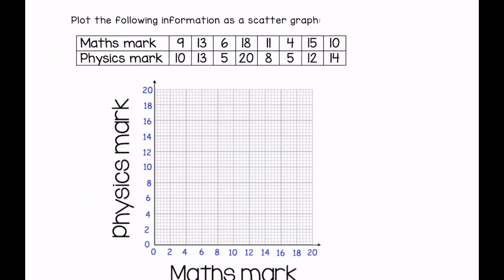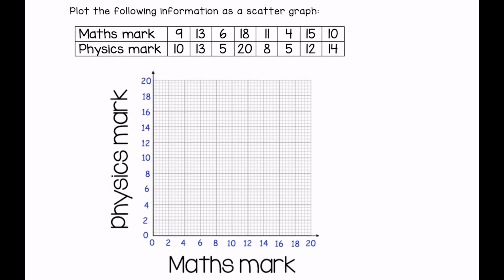Let's look at an example. The first question says, plot the following information as a scatter graph. So we have maths mark and physics mark. I've already put the axes in. So we have maths on our horizontal axis and we have physics on our vertical axis. Now I am going to simply plot these points. So maths is 9 and physics is 10. I'm now going to use the 9 and 10 as an x and a y, as a set of coordinates to plot that point. And that is showing the relationship between maths and physics.